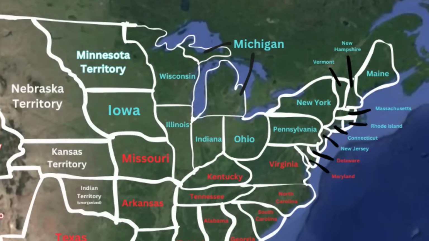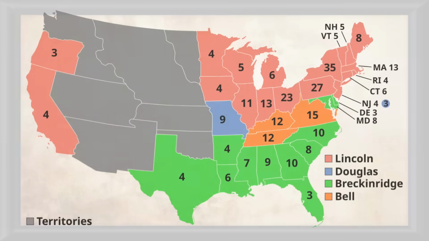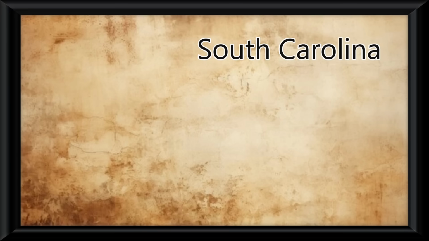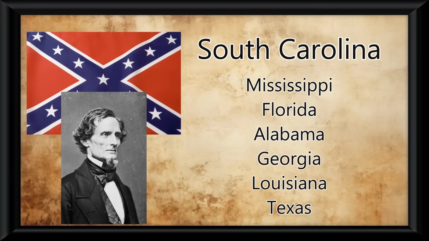Who cares? But the real issue, Lincoln's Republican Party was based entirely in the North, and he wasn't even on the ballot in 10 Southern states. But guess what? It didn't even matter. He won anyway. The moment Lincoln won, the South absolutely lost its mind. They saw it as the beginning of the end for slavery. South Carolina didn't wait around. It seceded just weeks after the election. By early 1861, 6 more states followed, forming the Confederate States of America, with Jefferson Davis as their president.